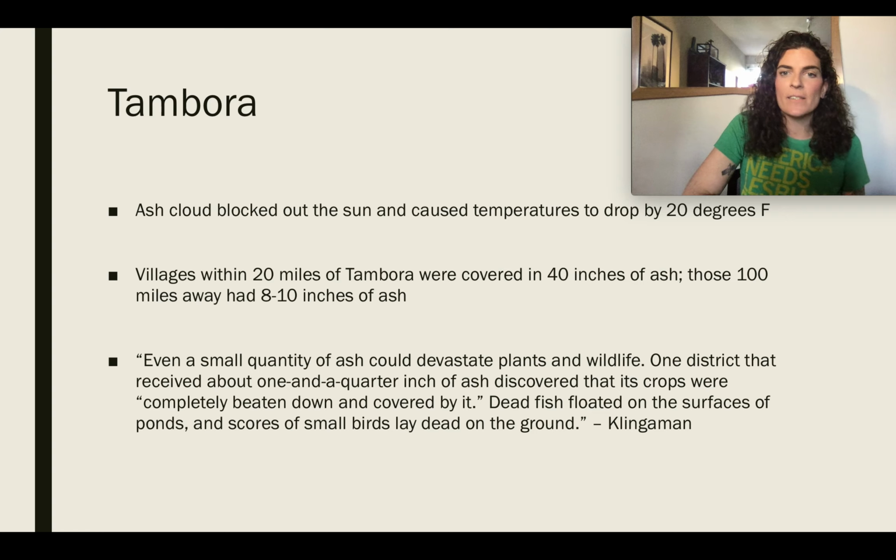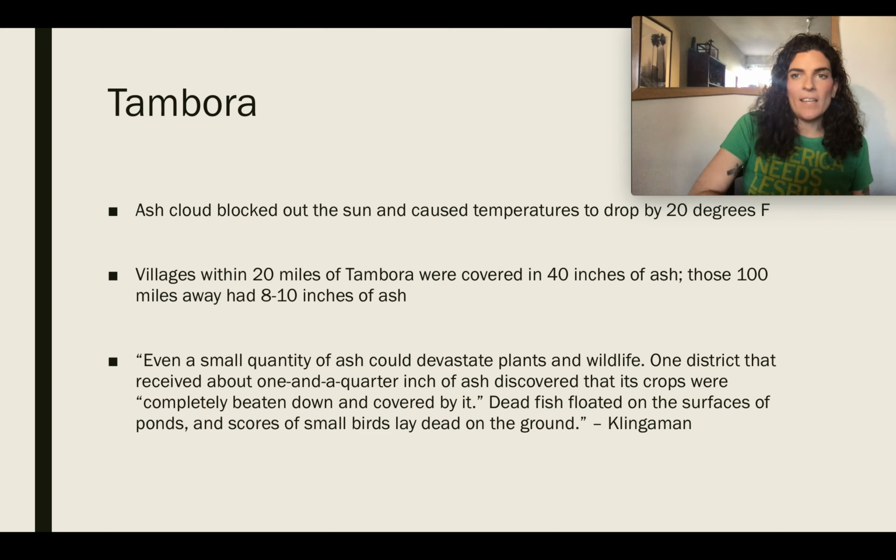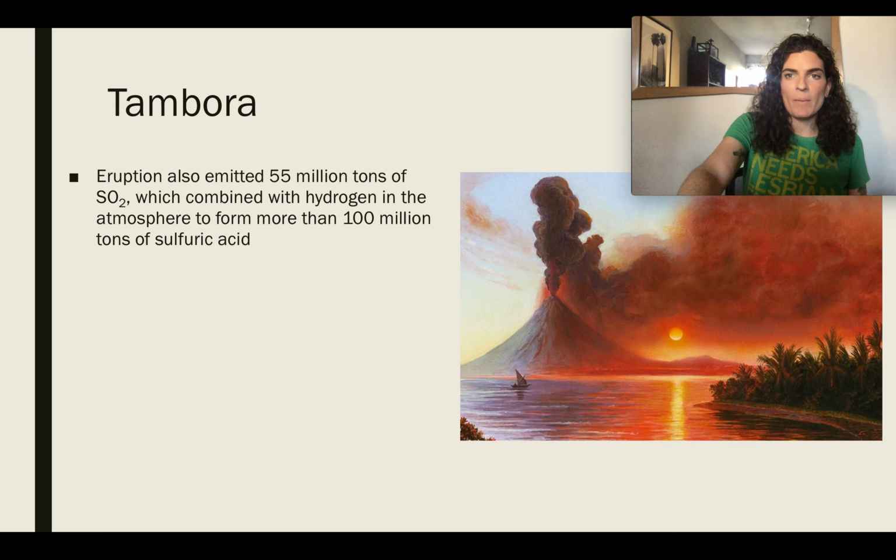So, a massive, massive eruption. Even a small quantity of ash, as this quote says, could devastate plants and wildlife. For example, one district that received about 1 1/4 inch of ash discovered that its crops were completely beaten down and covered by it. Dead fish floated on the surfaces of ponds, and scores of small birds lay dead on the ground. So ash is very devastating in a direct way, not thinking necessarily of the climate, but just the ash itself, and how it can pollute crops and wildlife.